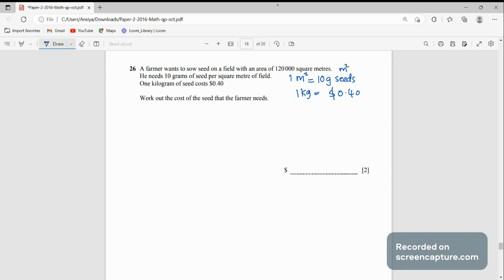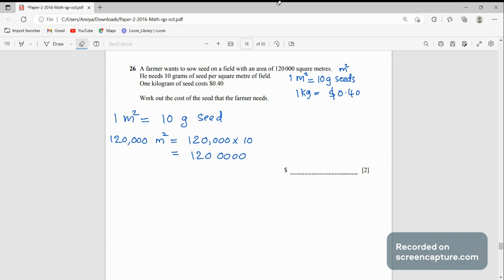It is given for 1 meter square, he needs 10 gram of seeds. Then for 120,000 meter square, how much gram he needs? We need to multiply the numbers. 120,000 multiply 10. Multiplying by 10 is actually easy. Give an extra 0. That's it. I put the comma in the wrong place. Okay. So this much gram he needs.